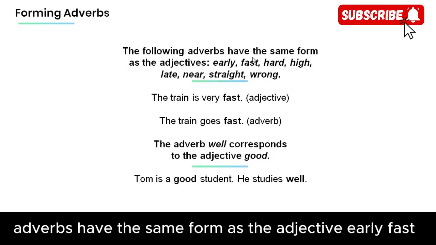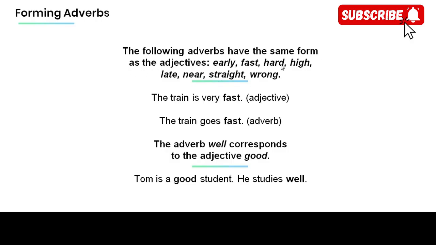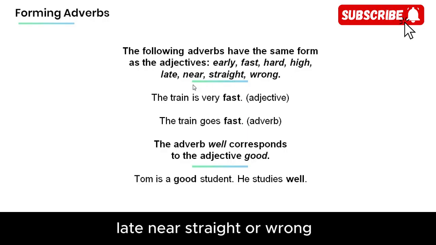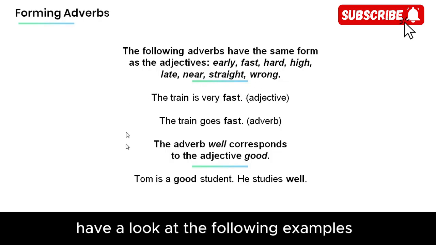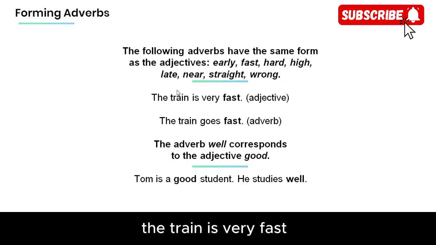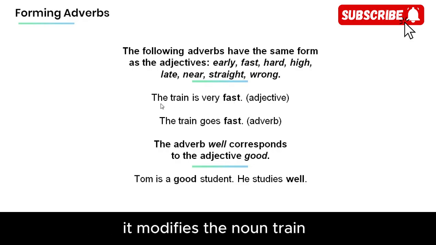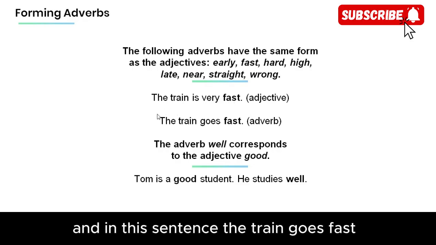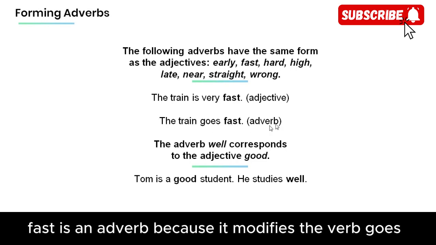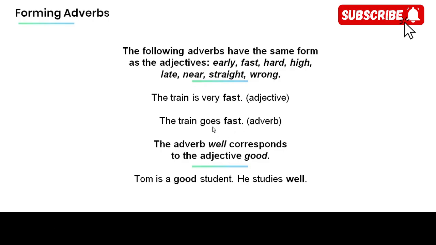Note that the following adverbs have the same form as the adjective: early, fast, hard, high, late, near, straight, or wrong. Have a look at the following examples. The train is very fast. Fast in this sentence is an adjective. It modifies the noun train. And in this sentence, the train goes fast. Fast is an adverb because it modifies the verb goes.